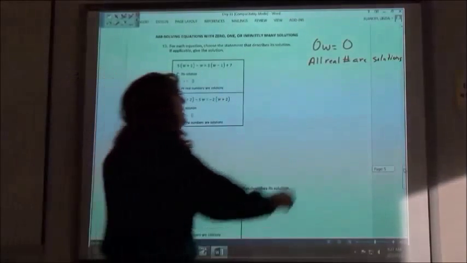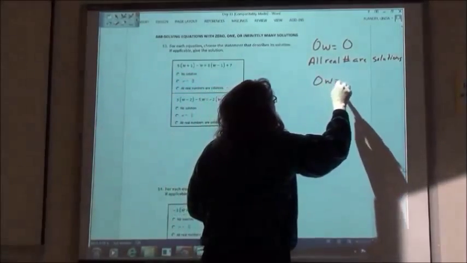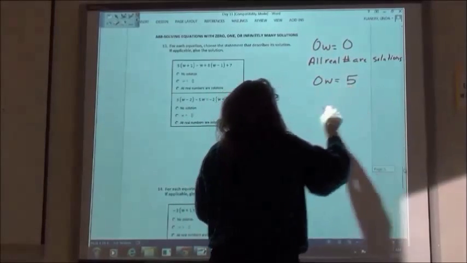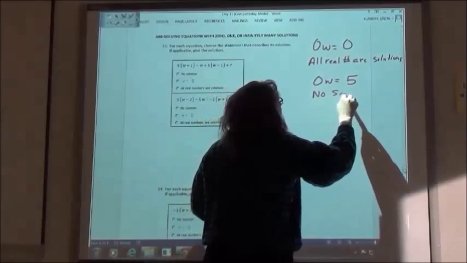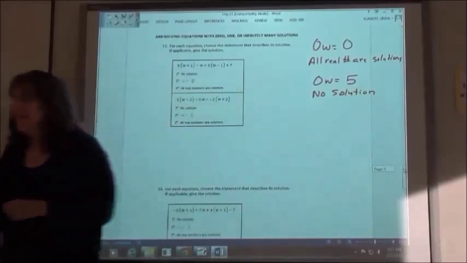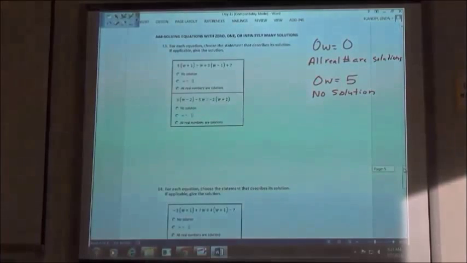If I get 0w equals any number in the world other than 0, say it's a 5, then I can't do that. I can't take 0 times anything and get 5, right? 0 times 5 is 0. So those are our two weird cases. If we get a 0w, it's either going to give us all real numbers are solutions or no solutions. Otherwise, it'll solve like it normally solves.